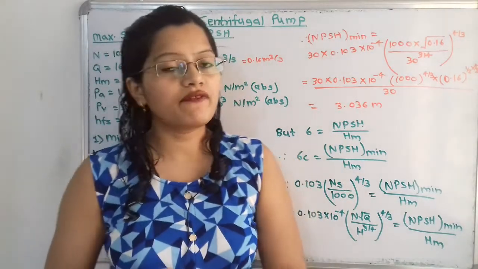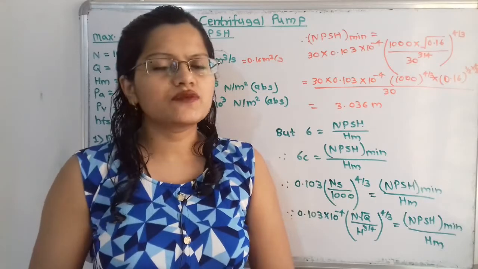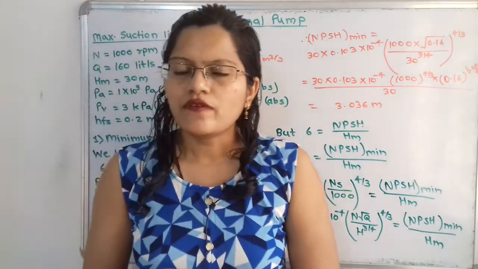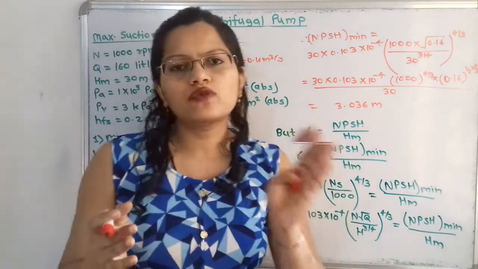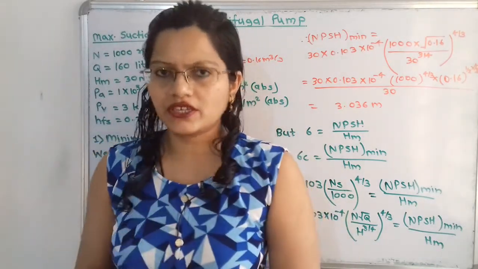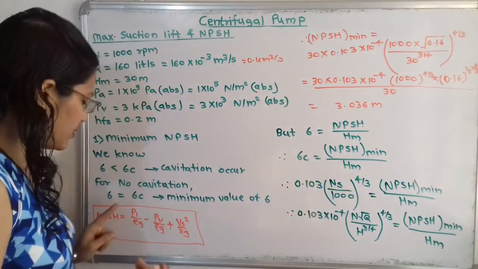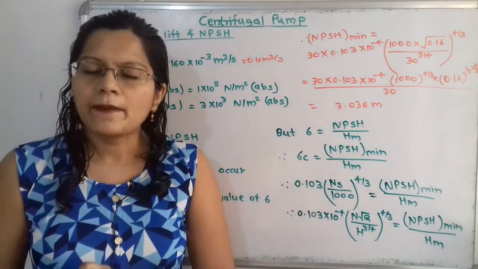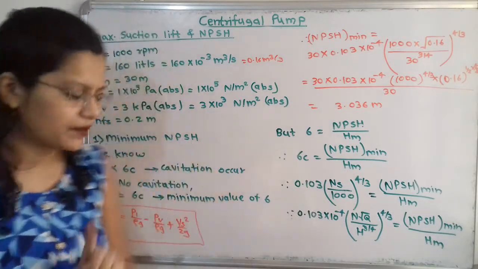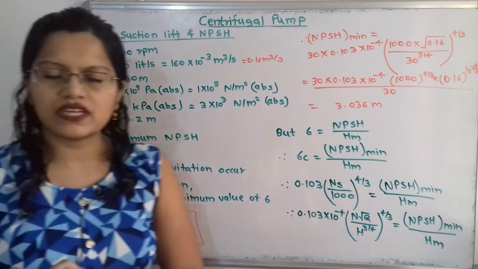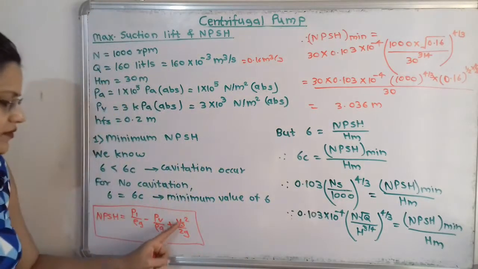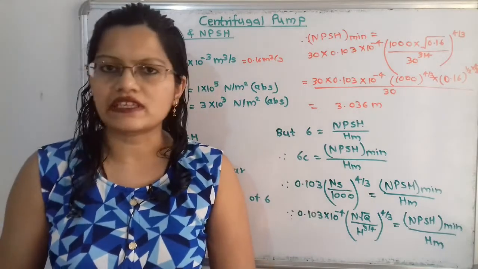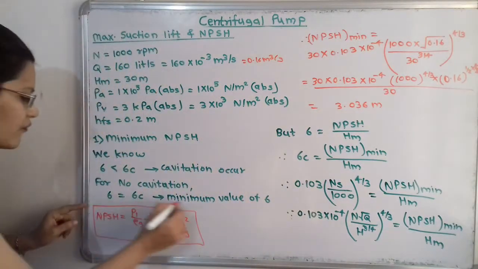Now we will move to the first question. The first question is we have to calculate net positive suction head minimum. So we will first understand how to calculate the net positive suction head. We know that net positive suction head is equal to P1 by rho g, that is the pressure head at the inlet of the pump, minus Pv by rho g, that is the vapor pressure head, plus Vs square by 2g, that is the kinetic head, where Vs is the velocity of the liquid in the pump. So this is the formula.